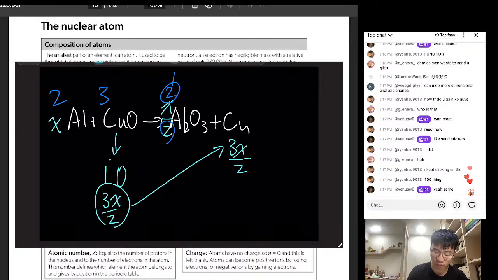So 2 over 2 is going to be 1, and you don't need to write that. And 3x over 2, when x is 2, is still 3. So yeah, that's how I do balancing equations, but faster.